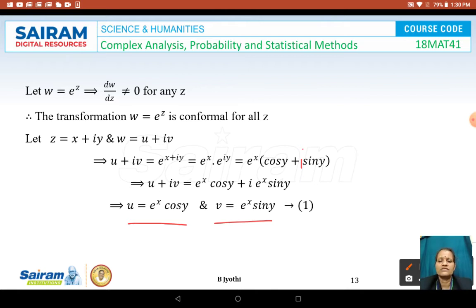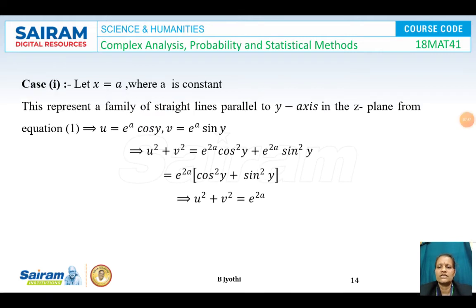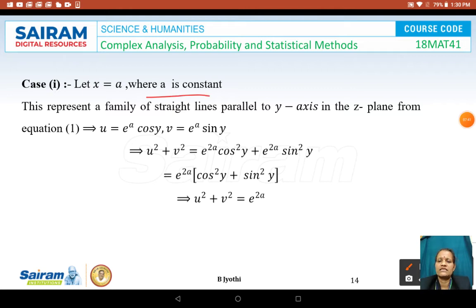Again, even in this transformation, we will consider case 1 and case 2, and we'll take x is equal to constant and y is equal to constant. If we take x is equal to a, where a is a constant, this represents a family of straight lines parallel to the y-axis in the z-plane. From the first equation, we get u is equal to e power a into cos y and v is equal to e power a into sin y.